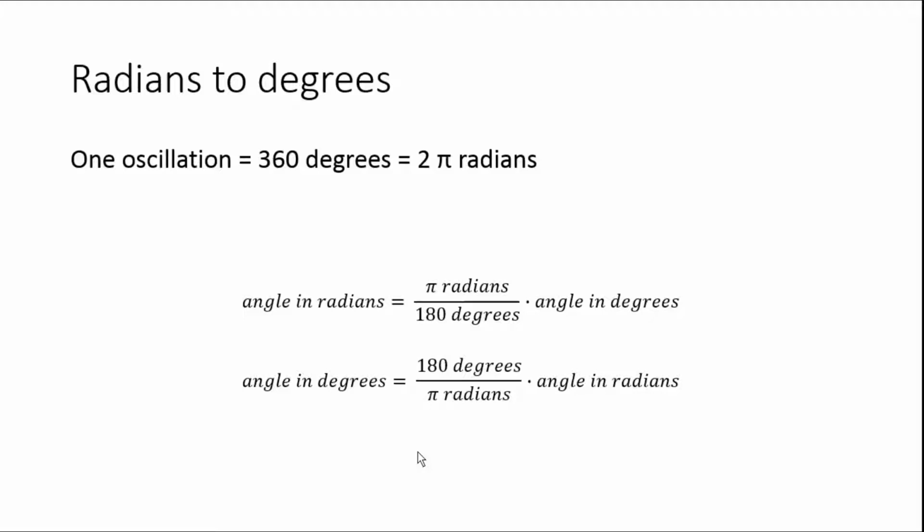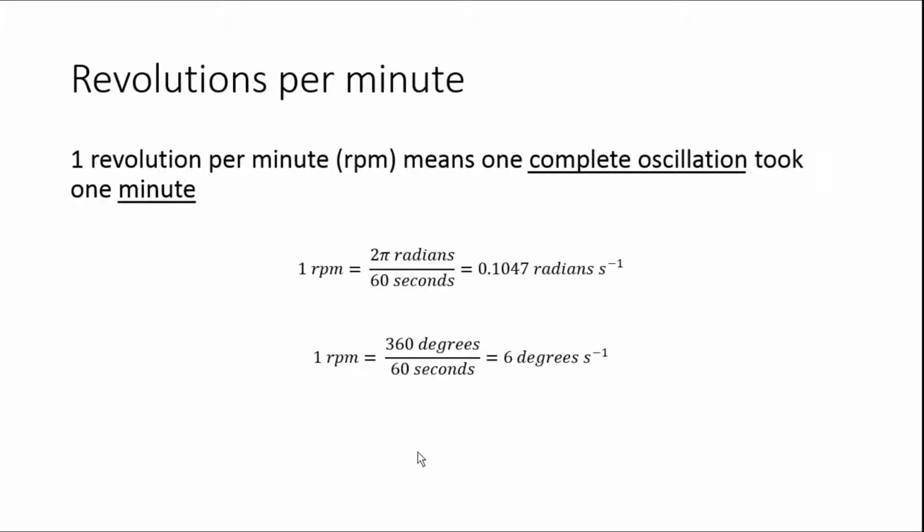To get an angle in radians, if you have an angle in degrees, multiply it by pi radians and divide it by 180 degrees. And if you have an angle in radians that you want in degrees, multiply it by 180 degrees and divide by pi radians.